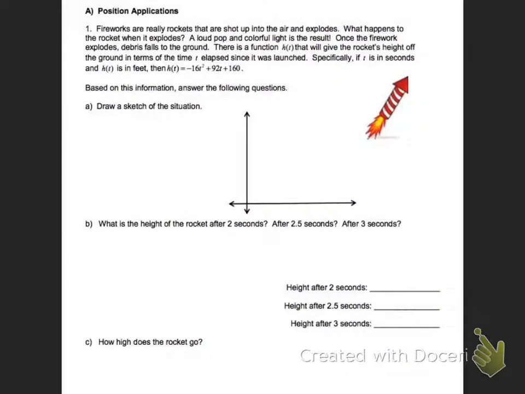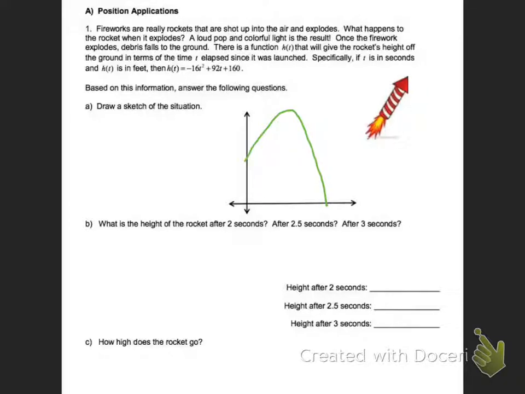You need to look at it. It looks something like this. Then it says, what is the height of the rocket after 2 seconds, after 2.5, after 3 seconds? Well, let's decide what our variables are.